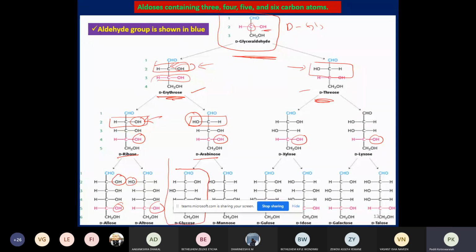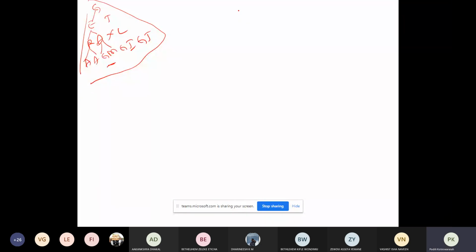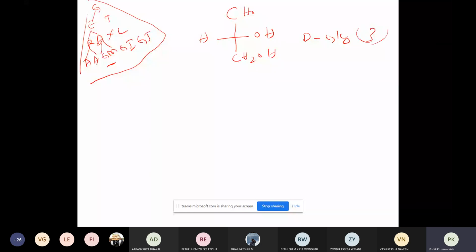I need not remember the glucose structure. What I need to remember is the structure of D-glyceraldehyde: CHO, CH2OH, and OH and H. This is D-glyceraldehyde, the 3-carbon sugar. But I want to write the glucose structure.